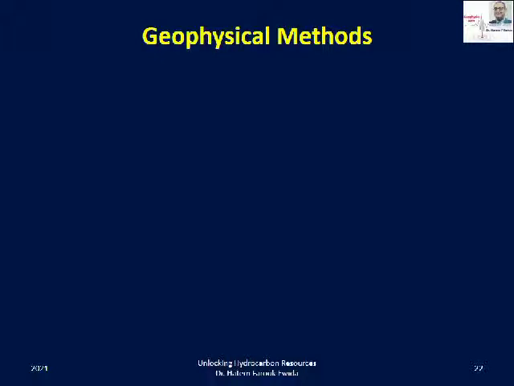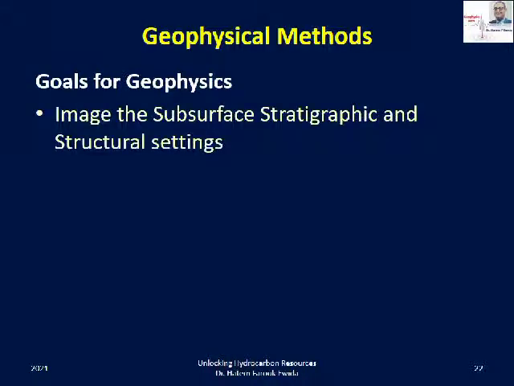which depend on the physical properties of the rocks. Because of that, they're called geophysical methods. Geophysical because it looks for geology using the physical properties of the rocks. So generally speaking, the goal of the geophysical methods is imaging the subsurface structure and the stratigraphy; the stratigraphic and structural setting in the subsurface is imaged by the geophysical tools.